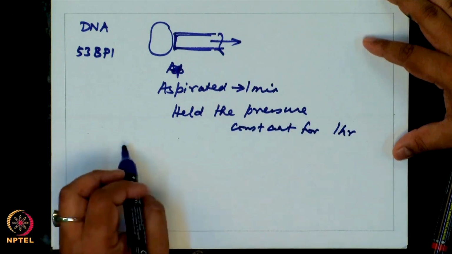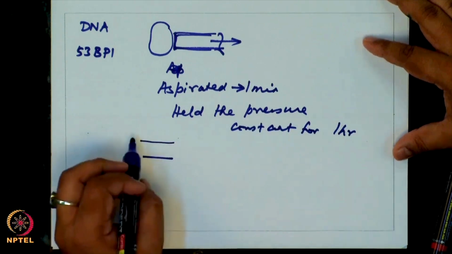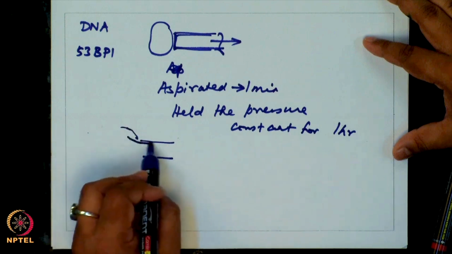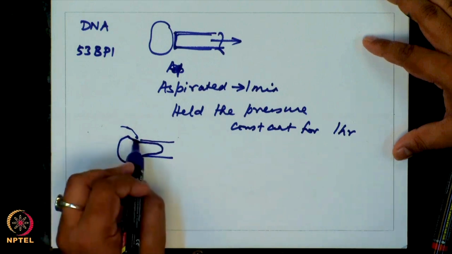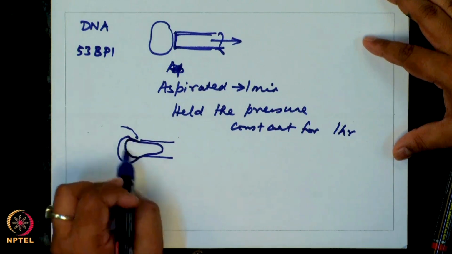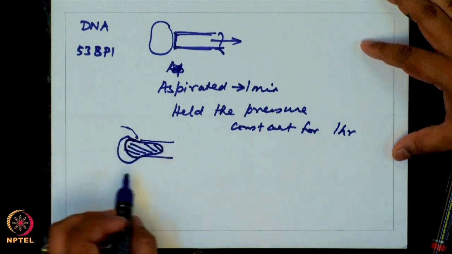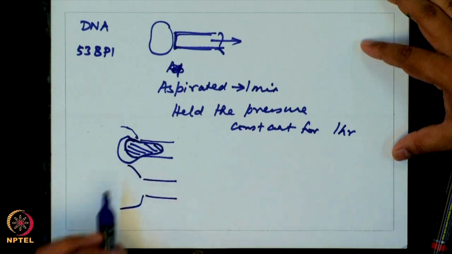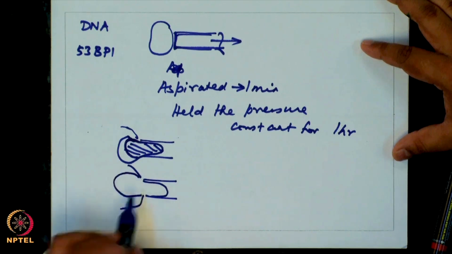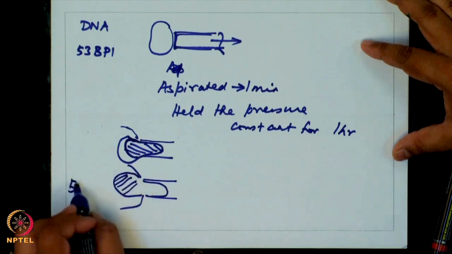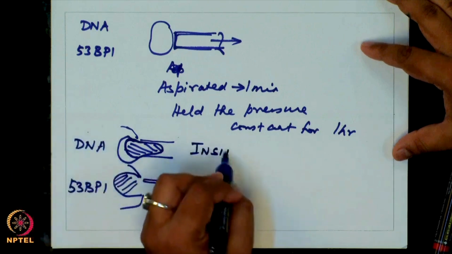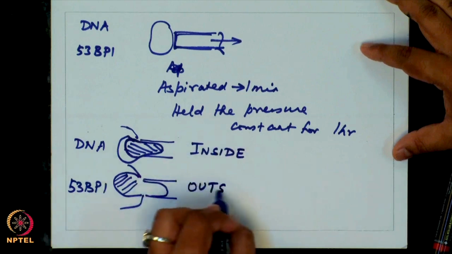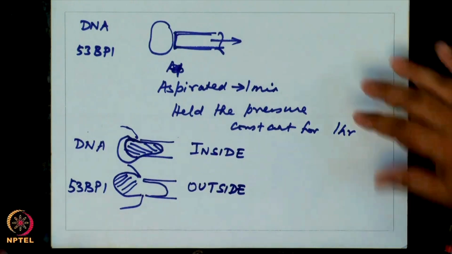And what they found was, after 1 hour, if this was the nucleus outline, most of the DNA was inside, but most of the 53BP1 was outside. So DNA was inside the micropipette, but 53BP1 was outside. Thus this again proves that there is a segregation.